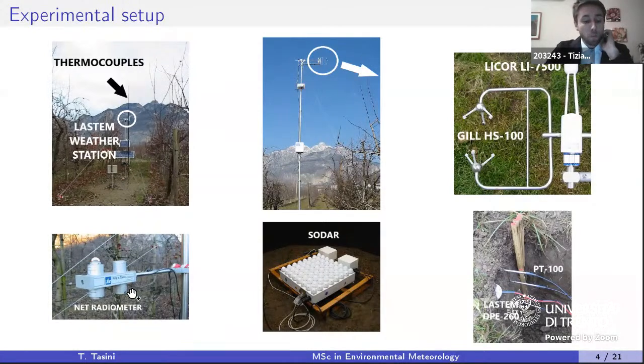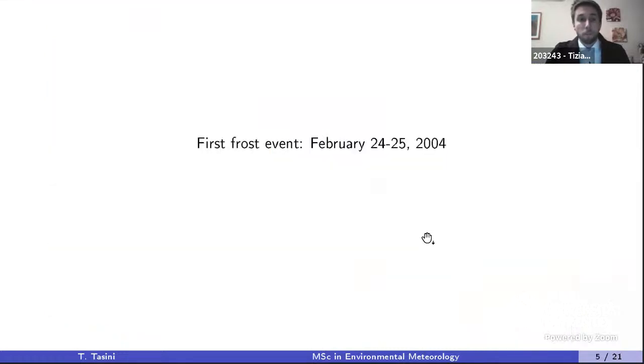Bottom left, a net radiometer for incoming and outgoing radiation measurement, 2 meters above ground level. And at the center, a sodar for vertical profiles of wind speed and direction up to 800 meters above ground level. Bottom right, a soil heat flux sensor 1 centimeter below the surface, and thermal sensors at different depths for temperature profile in the soil.